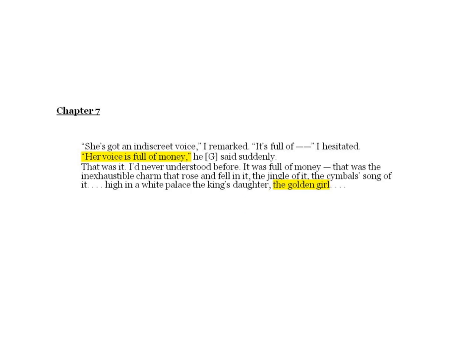Chapter 7 is obviously that chapter full of crackling tension, heat and rivalry. And Nick here on Daisy. This equally will be useful for our video on the presentation of women. She's got an indiscreet voice. It's full of... I hesitated. Her voice is full of money, Gatsby said suddenly. And then this sort of epiphany, that was it. I'd never understood before. It was full of money.